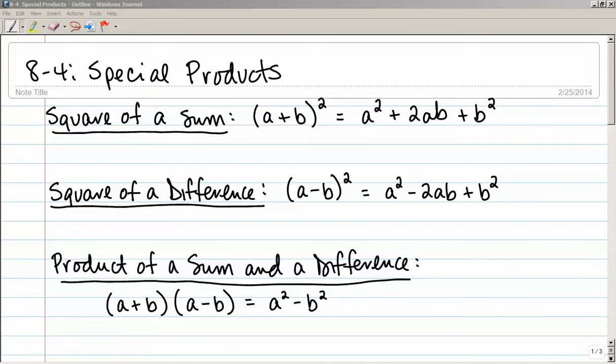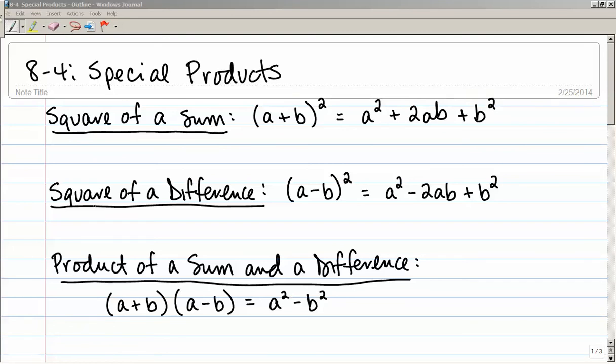The first one is called the square of a sum. So what we have is a sum, two terms being added together, a plus b, and that whole quantity is being squared. Now granted, we could write this as a plus b times a plus b and then use the FOIL method from the previous lesson, but there's actually a shortcut you can take. If you have the quantity a plus b squared, that's equal to a squared plus 2 times a times b plus b squared.